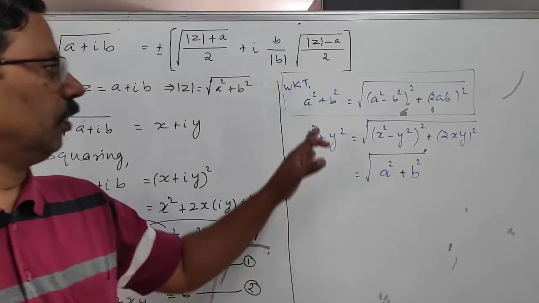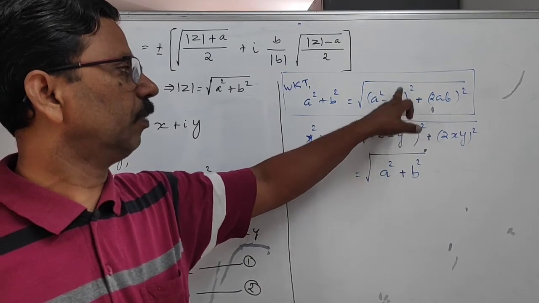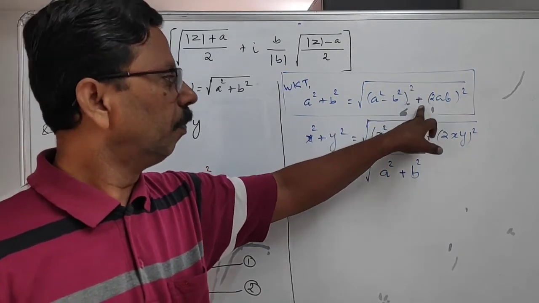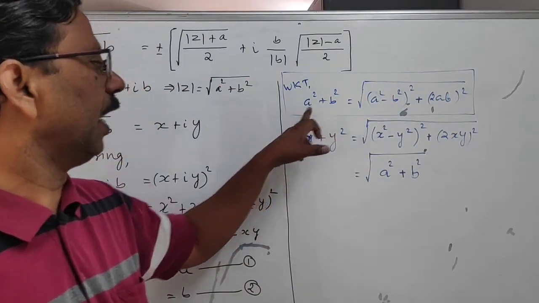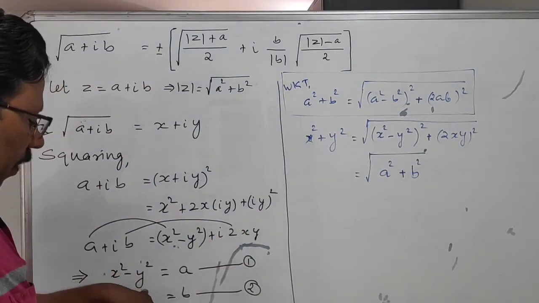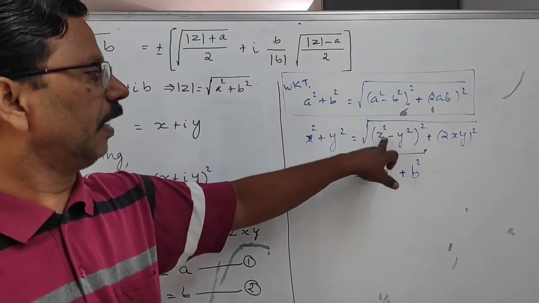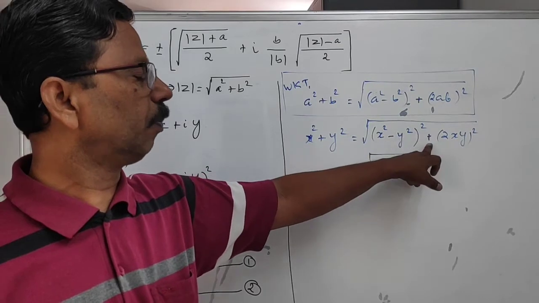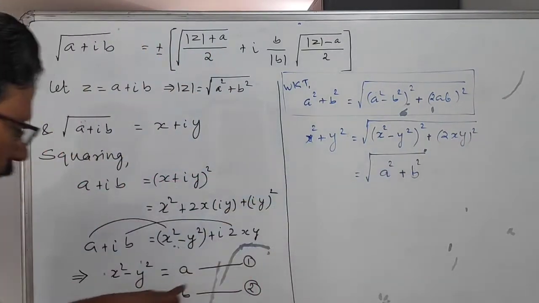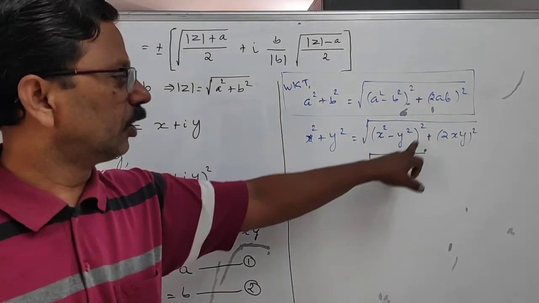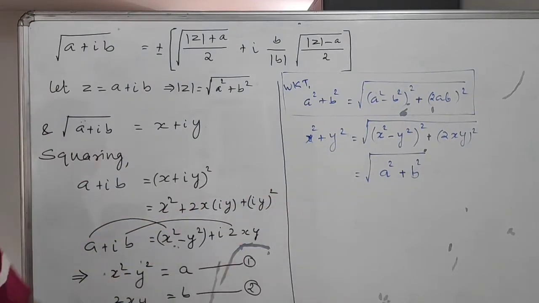Now this identity: a square plus b square equal to root of (a square minus b square) the whole square plus (2ab) the whole square. Likewise, instead of a we have x square, instead of b we have y square. Therefore x square plus y square equal to root of (x square minus y square) the whole square plus (2xy) the whole square. Now this x square minus y square is nothing but a. Therefore this whole square is a square. Then 2xy equal to b, so you can write b square.